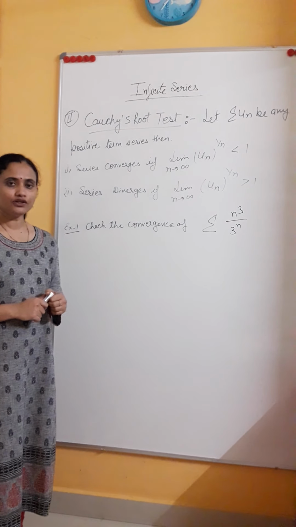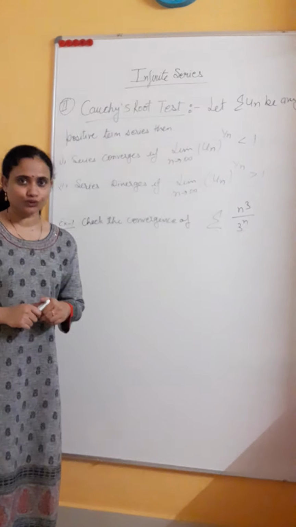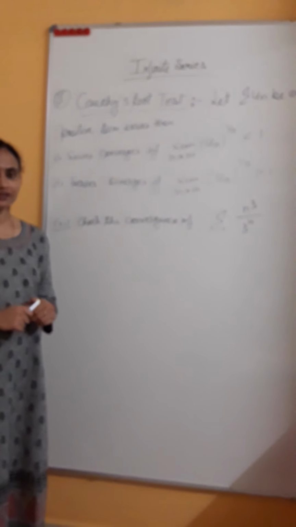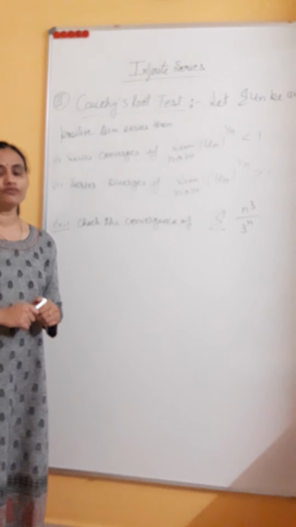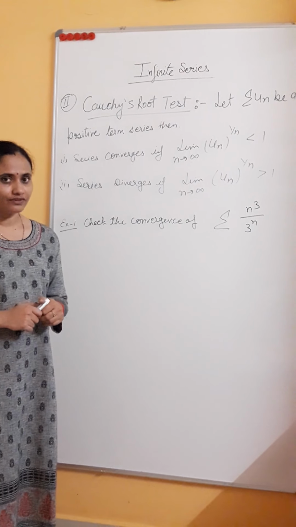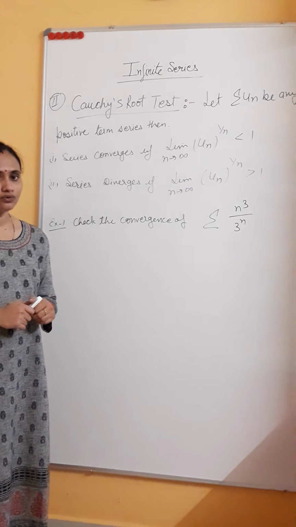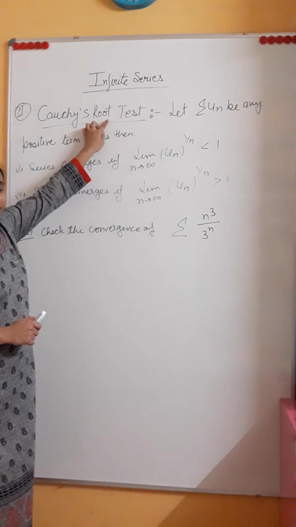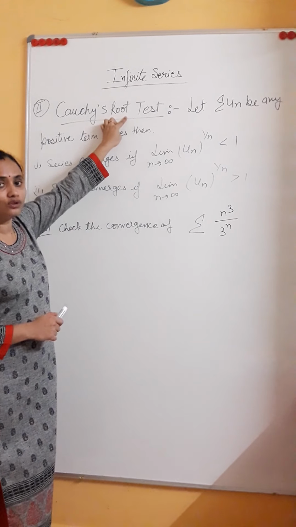So in the previous video we did D'Alembert's ratio test. D'Alembert's ratio test is based on the ratio of the n plus 1th term and the nth term. By the name itself it is clear what we have to do. Now the next test is Cauchy's root test. Again it is clear that this method is based on the root.